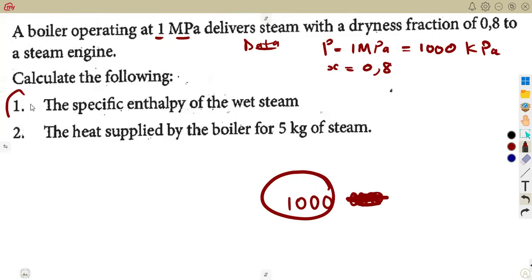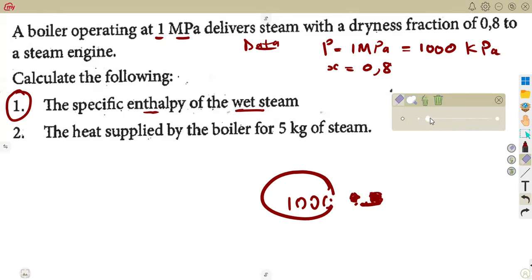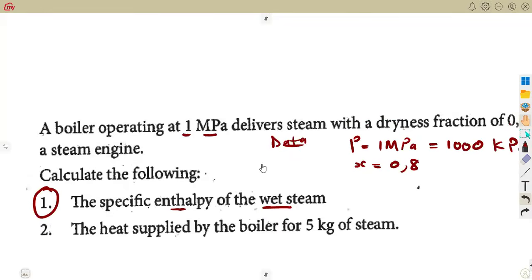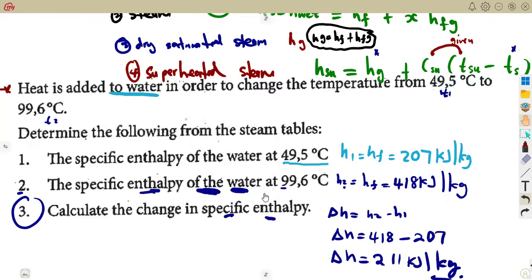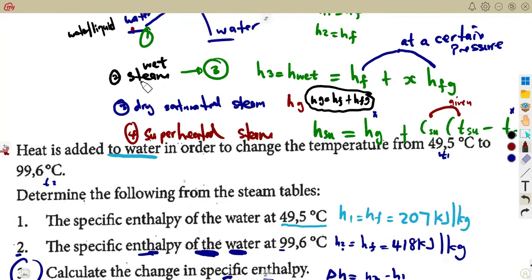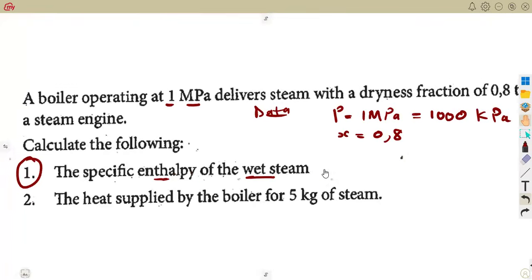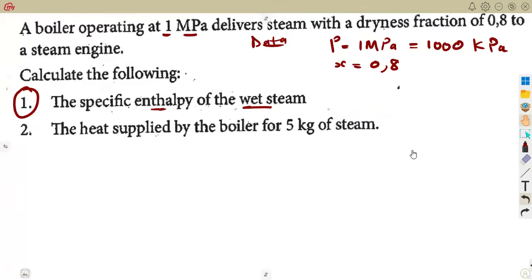So the question was to calculate the specific enthalpy of what? Wet steam. As we considered from those formulas, we saw that the enthalpy of wet steam can be determined. If you consider the H wet for wet steam, that's our H3. Remember, you've got stages 1, 2, 3, 4. So that's your H wet. If you want to write it as H3, it's up to you, but that's your H wet. And from our formula, we saw that H wet can be determined.